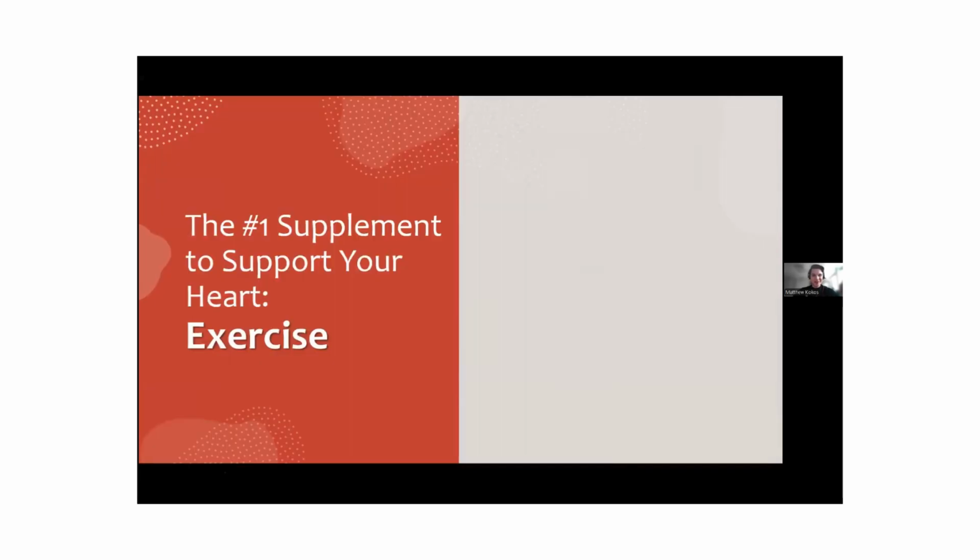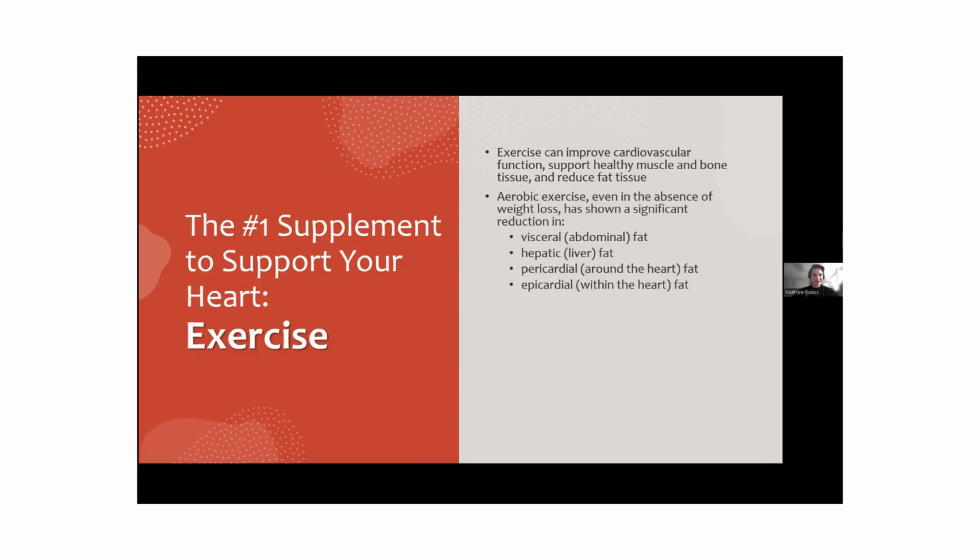So what is the number one supplement that I do recommend? Exercise. Exercise is very important for our overall heart health and longevity. And so it's really important to make sure that we're getting adequate exercise daily and weekly.